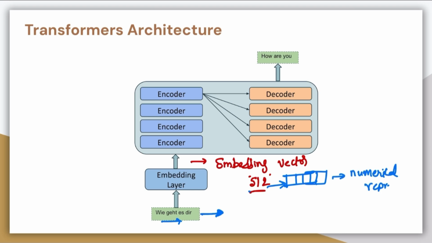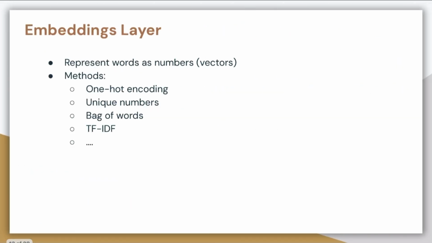Now, what exactly is this embedding layer? If you look at the NLP tasks, this concept is not new, converting the text into embeddings or an equivalent numerical representation, because even for RNNs and LSTMs, we need to convert the input text into the equivalent vector formation, right? Usually the simplest methods are one-hot encoding, unique numbers, bag of words, TF-IDF. These are some methods used for converting the text into the equivalent numbers.